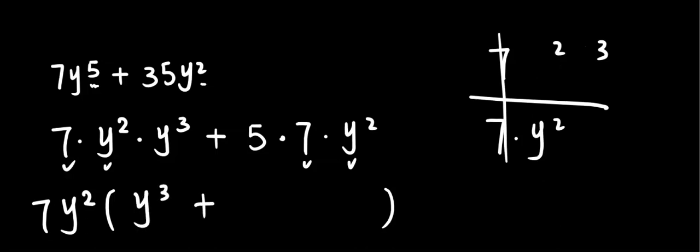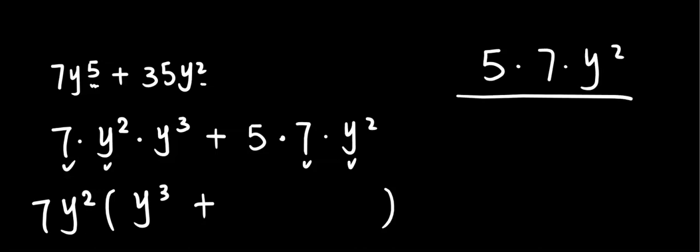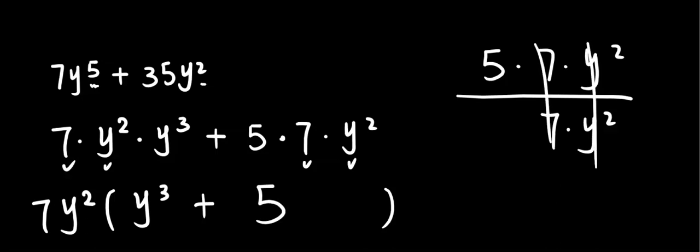And the same thing, you come here. The second monomial, you have 5 times 7 times y to the 2nd power. You're going to divide by 7 and divide by y to the 2nd power. And what do you have? You have a 5.